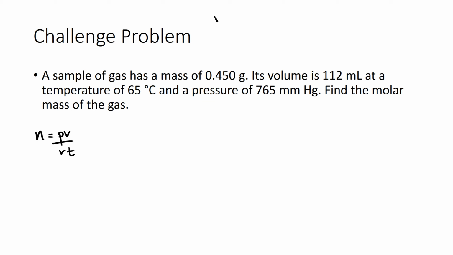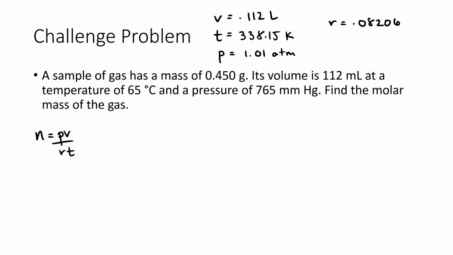On the other slide, we had V was equal to 0.112 liters. T is 338.15 Kelvin. And our pressure was 1.01 atmospheres. And we know R is 0.08206. So we're just going to go ahead and plug those numbers in.